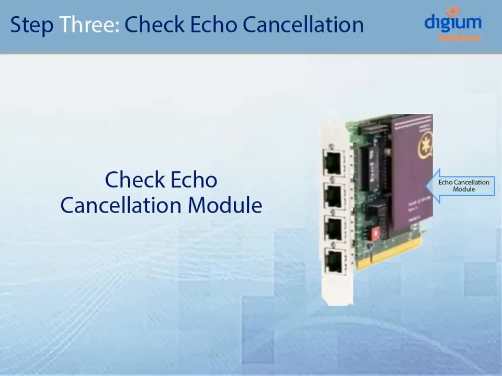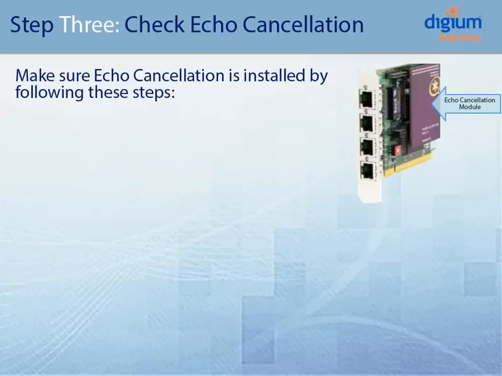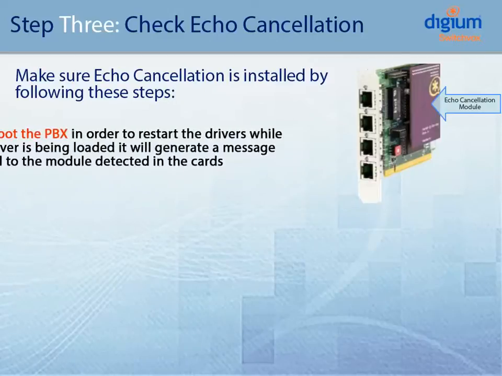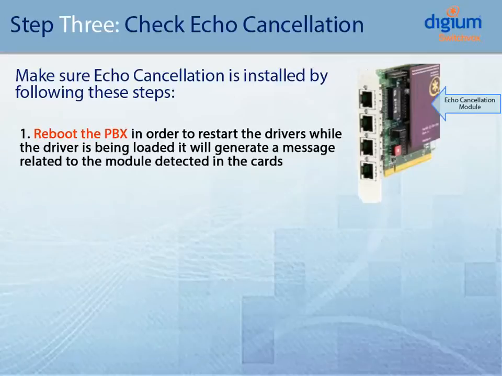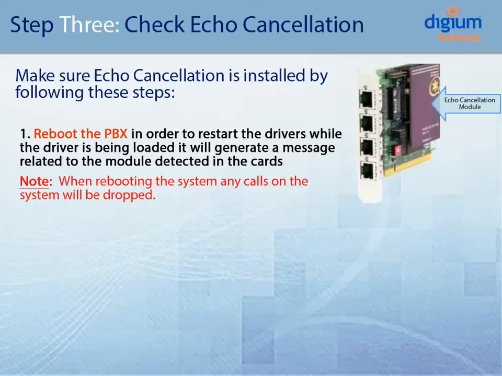In step 3, you will need to check the echo cancellation module. Sometimes the hardware echo cancellation module can be the source of the problem. In order to confirm if the module is creating the issue, you need to confirm if the hardware echo cancellation is actually installed by following these steps. The first thing you need to do is reboot the PBX in order to restart the drivers. While the driver is being reloaded, it will generate a message related to the module detected in the card. When rebooting the system, any calls on the system will be dropped.